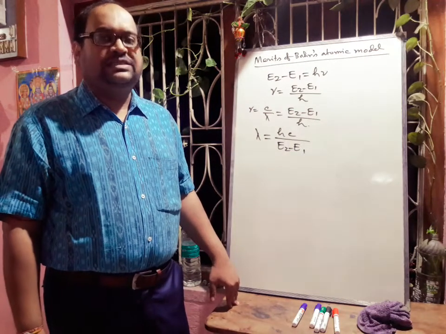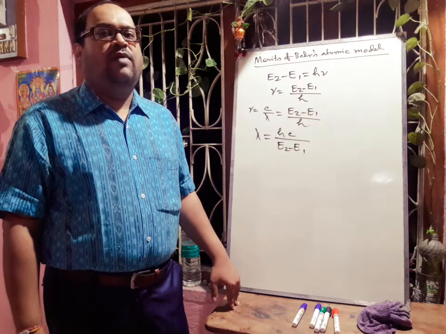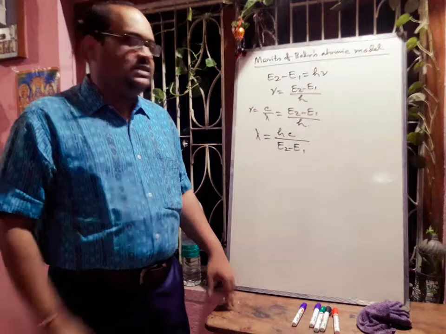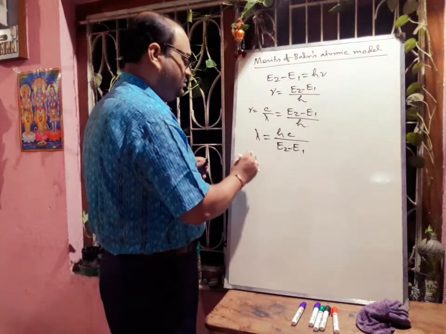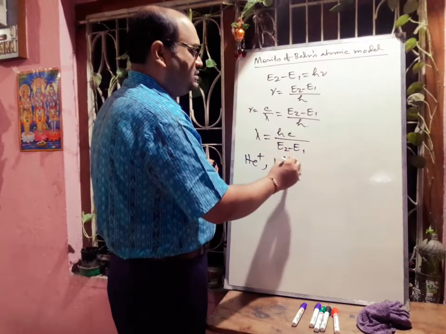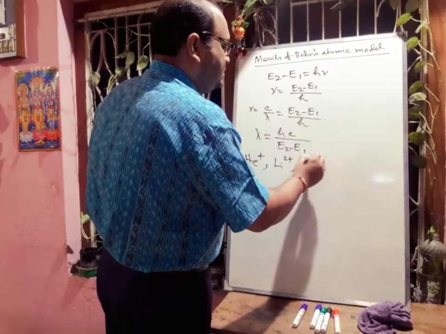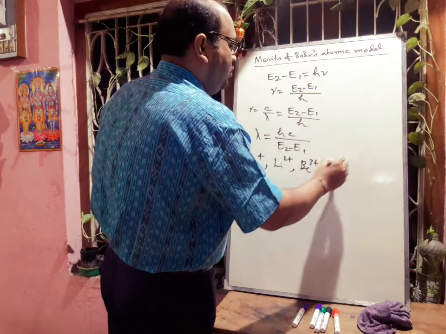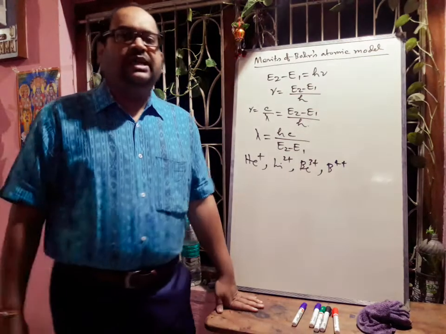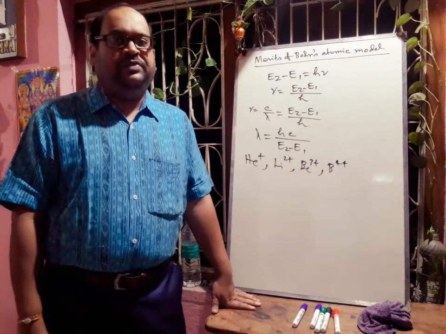Bohr's theory can explain the line spectrum of hydrogen and of one-electron species like He+, Li2+, Be3+, then B4+. So it should be a one-electron system. Only a one-electron system spectrum it can explain.